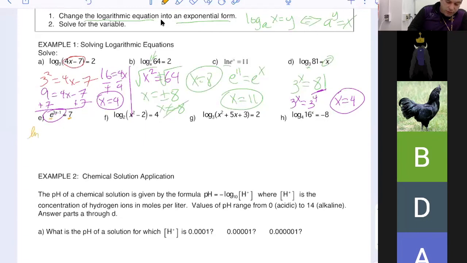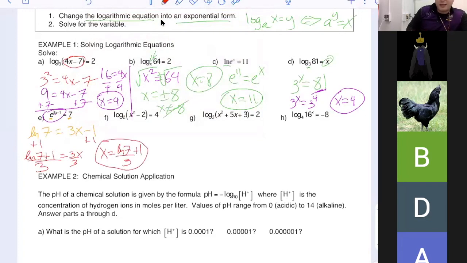So now it's natural log of 7 equals 3x minus 1. Natural log of 7 is a number. I know it's hard to believe and you think it's going to be something weird, but it's a number, so we're going to treat it like a number. I'm going to add 1 to both sides. Natural log of 7 plus 1 is equal to 3x. And divide both sides by 3. X is equal to the natural log of 7 plus 1 all over 3. That's the exact answer. You can put it in your calculator and get a decimal approximation. But without logarithms, we have no way of getting that answer.